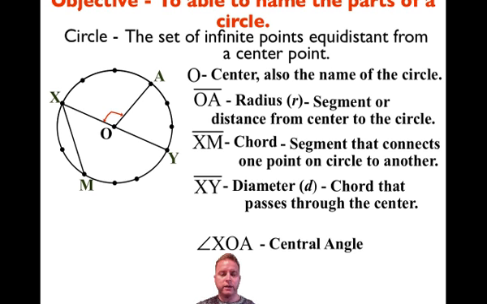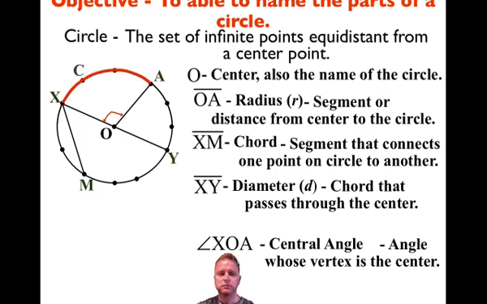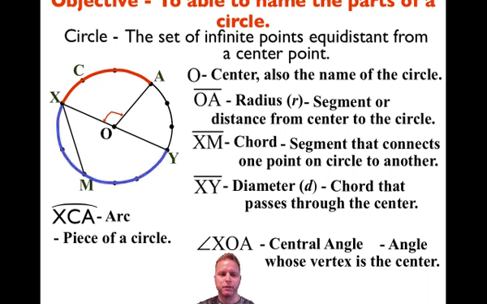Angle XOA is known as a central angle. And that's an angle whose vertex is the center. This is called an arc, and that would be called arc XCA. And that's basically a piece of the circle, of the outside piece. And now we have arc XMY, which, since it's half of a circle, is known as a semicircle.